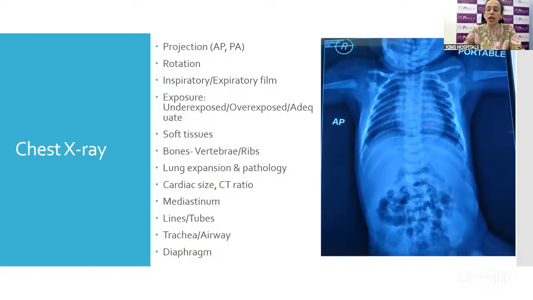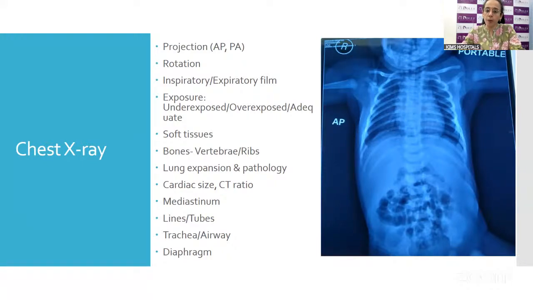Then we should comment upon the exposure of the X-ray, whether it is underexposed, overexposed, or adequately exposed. If it is adequate exposure, we should be just able to see the vertebral bodies against the silhouette of the X-ray. If it is underexposed, we will not be able to see the aeration in the lungs properly. And if it is overexposed, then it will be too dark on the X-ray, so then also it will be difficult to interpret the X-ray.